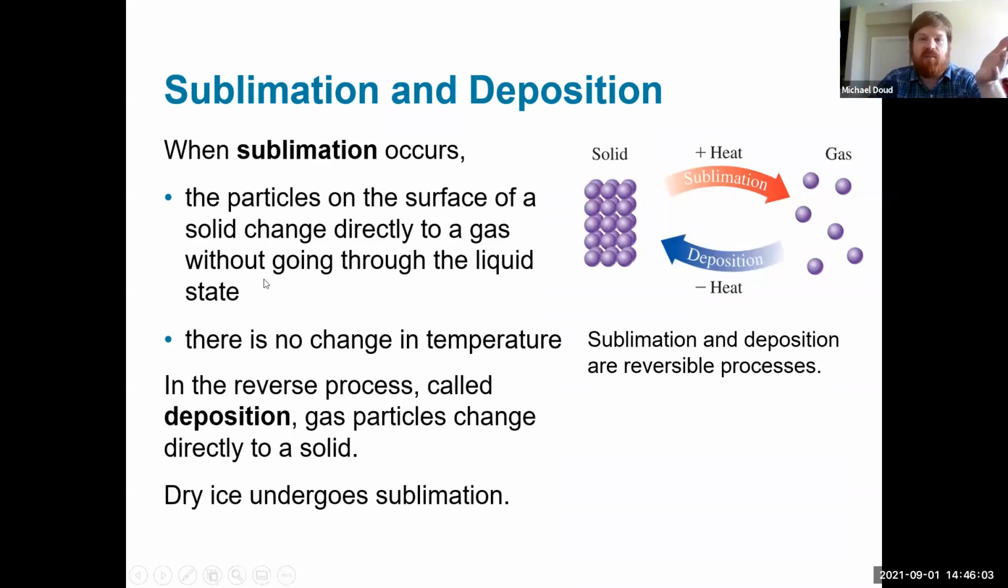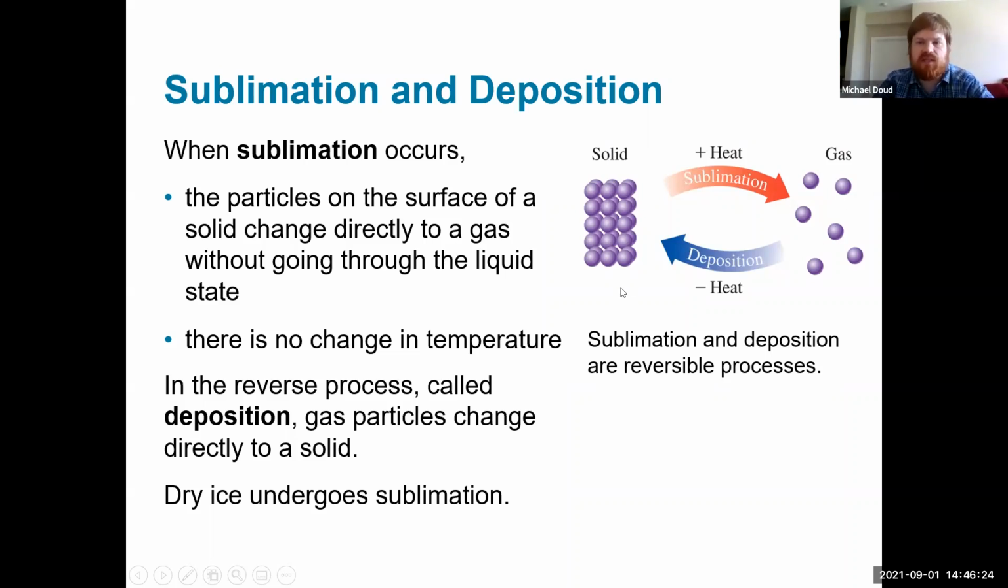So that's an example of sublimation. If you take a chunk of dry ice and just leave it out, it just goes away. You'll have a little bit of condensation left from water that condensed there, but the carbon dioxide itself is just left as a gas. So the particles on the surface of a solid can change directly to a gas.